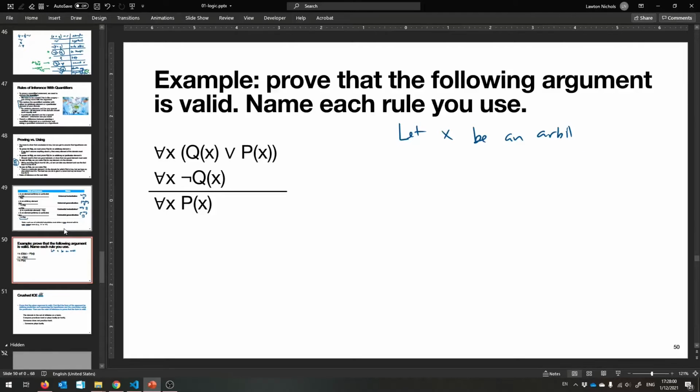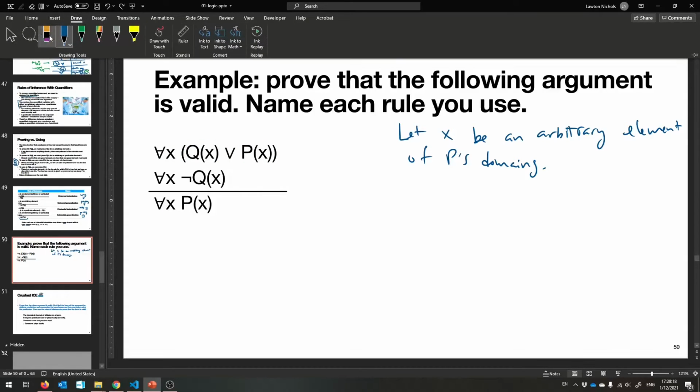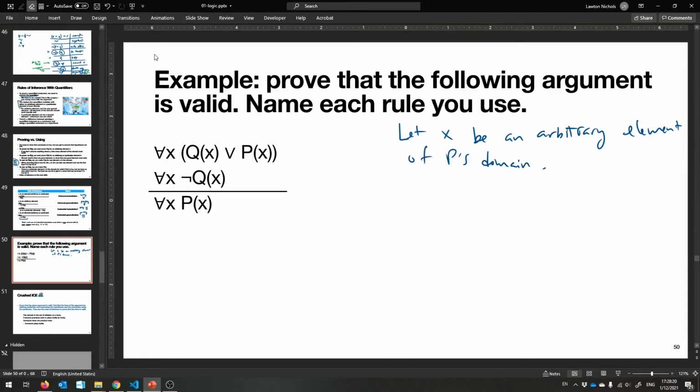If I could only spell. Dun dun dun. Apparently, we know that Q's domain and P's domain are the same. They must be. I promise it's hard to talk and write. There we go.